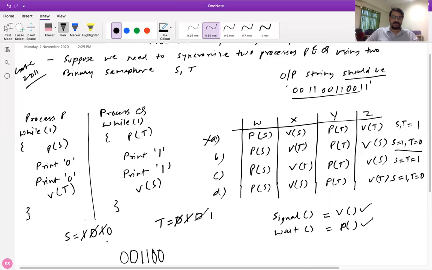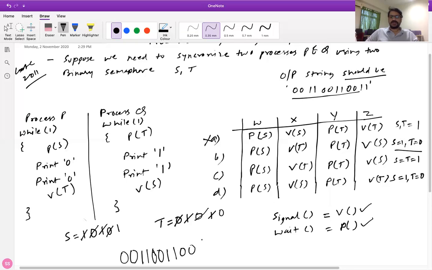So now value of S is 0, value of T is 1. Definitely P cannot execute. Q has to be executed. If Q is executing, it will print 1, 1. Again after the signal, this S value will become 1, and because of the wait it will become 0. So P is going to execute and the value printed will be 0 and 0 in that.